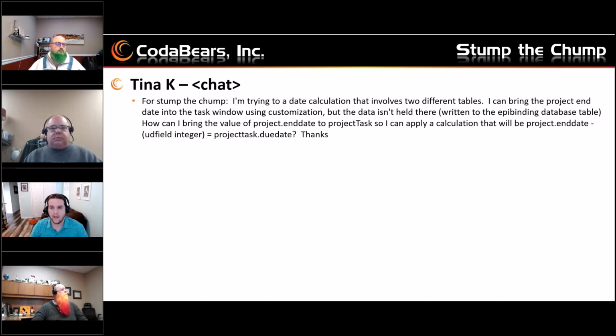Yeah. Okay. If it's a data directive, you can just look up the project in your data directive based on the information available on the task. So you don't have to write it to the table. You can just simply do a query in your data directive, do a query out to the project table and look up that end date. Yeah, I tried that. I must have done it incorrectly.